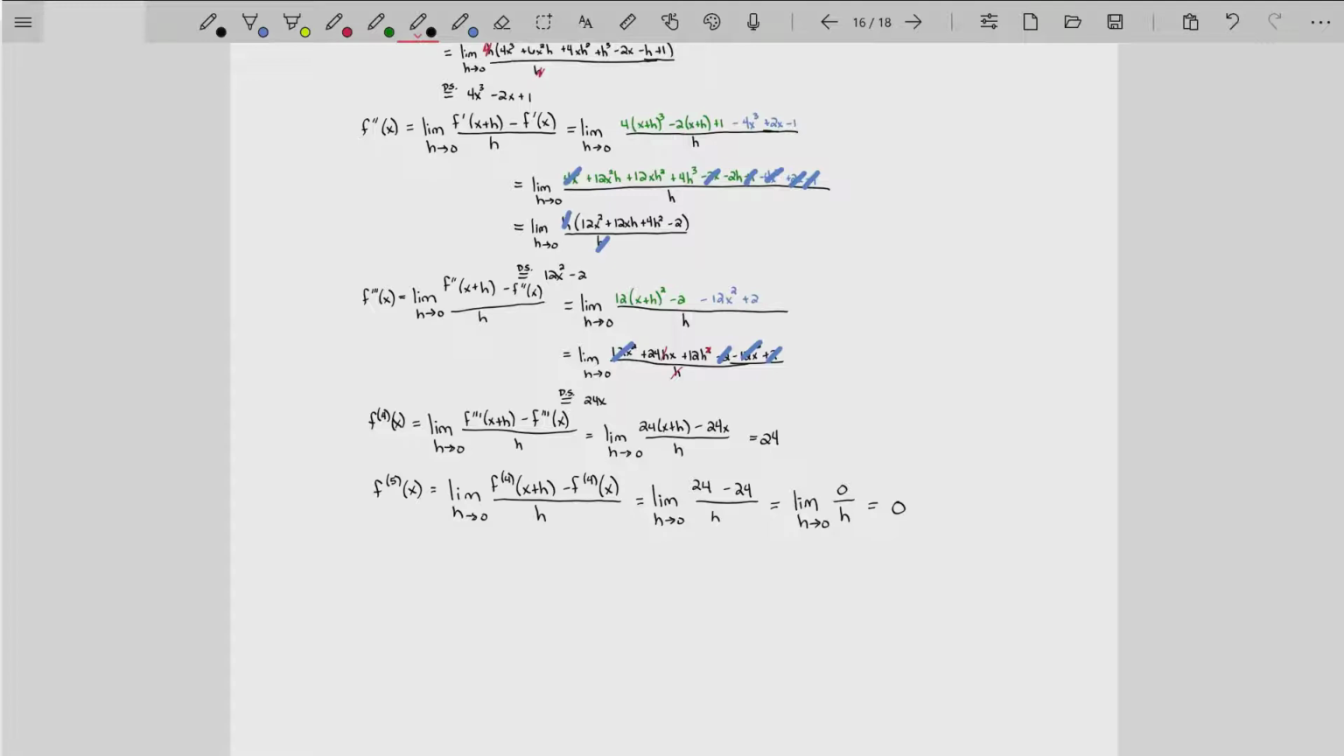This is a pattern I want you to recognize. If I had a high degree polynomial and I took a bunch of derivatives, it would be 0 after you took all those derivatives. Well, we'll find out in a moment.